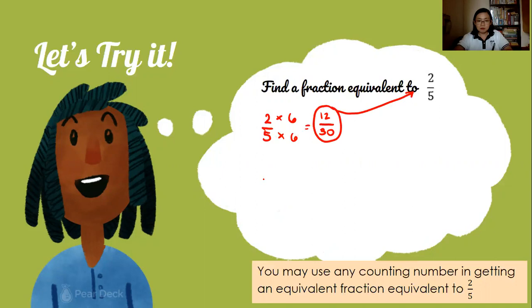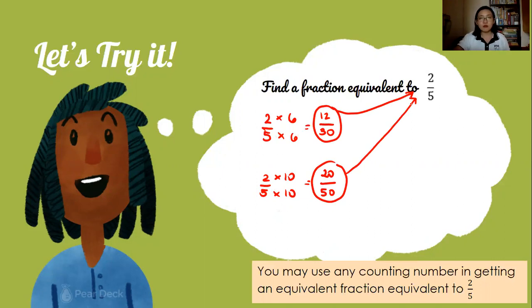Another one can be 2 over 5 or 2/5 times 10. 2 times 10 is 20. 5 times 10 is 50. This fraction as well is equivalent to 2/5. For as long as you can multiply the number by the given fraction, you can get its equivalent fraction.